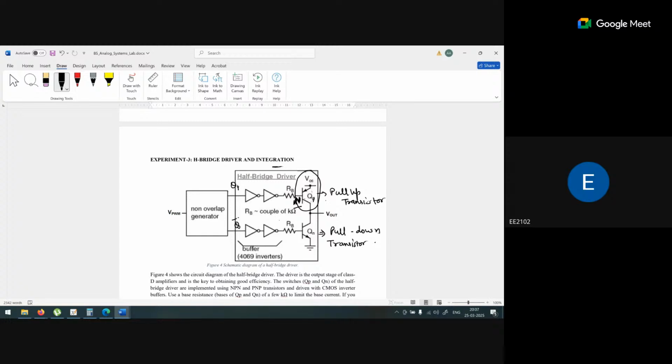So when Q bar is low, we are getting a V out here. What is the value of V out? It is VCC when QP is on, and 0 when QP is off. Similarly, for the QN transistor, the QN transistor is basically on when Q is high.